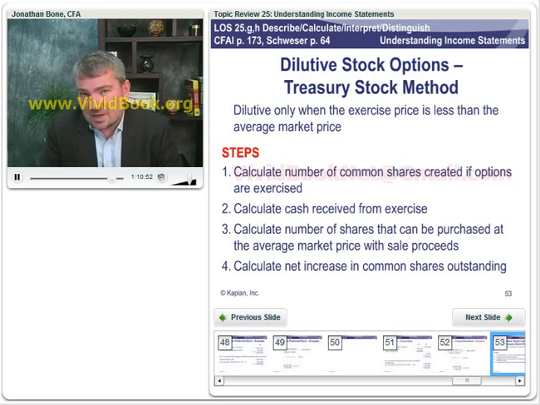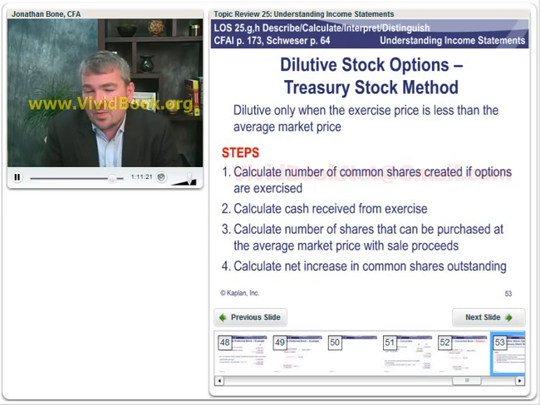Okay, so essentially if the strike price is lower than the average price, then these options would be exercised, or the warrants would be exercised, so it's going to be dilutive. If the average price is below the strike price, they wouldn't be exercised, so they'll be anti-dilutive. Now, if they are dilutive, we're going to use the treasury stock method. What we do is we run through these steps. First of all, we look at the number of shares that will be created if the options are exercised.